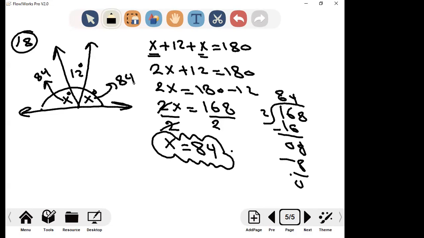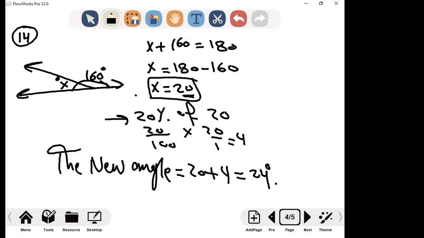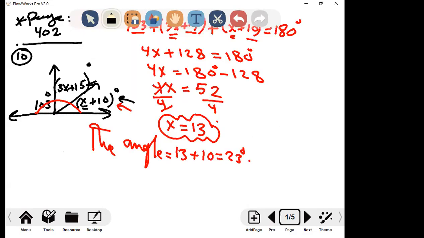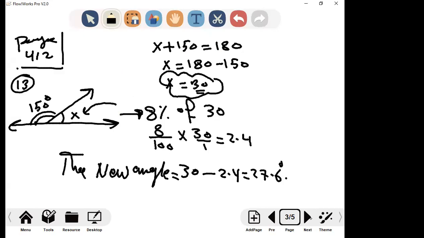This is question 18. Now I'll give you 2 minutes to finish copying. I will go back to question what? Which question do I need to go back to? Page 412. Question 13. Yeah. I'll pause the recording for just a few moments.